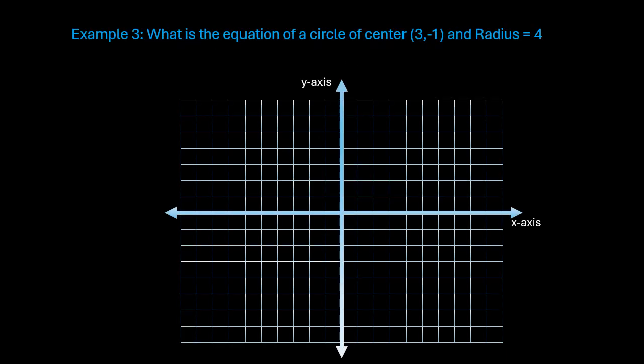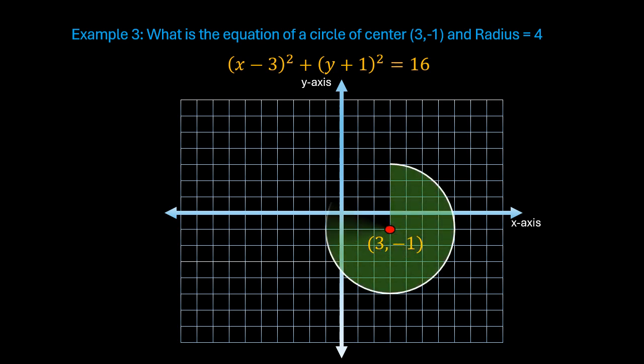Now, what's the equation of a circle of center 3, -1, and radius 4? This is the standard equation. We're going to take h and replace it by 3 and k by -1. And we're going to square the 4 to get 16. Therefore, the final result is going to be x minus 3 squared plus y plus 1 squared. Keep in mind, negative times negative is positive. That's how we got y plus 1 squared equals 16. So the center is 3, -1, and the radius is 4.